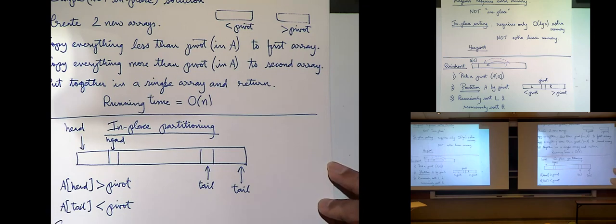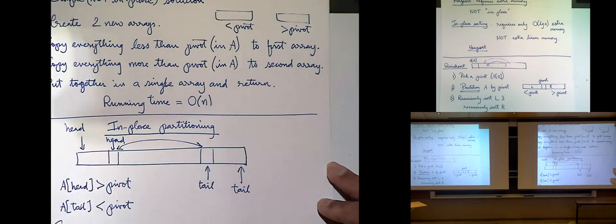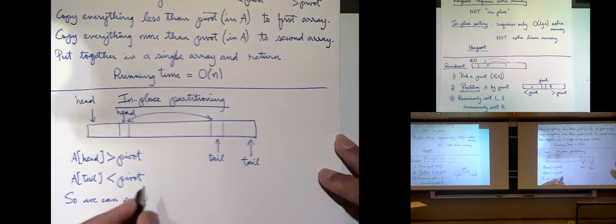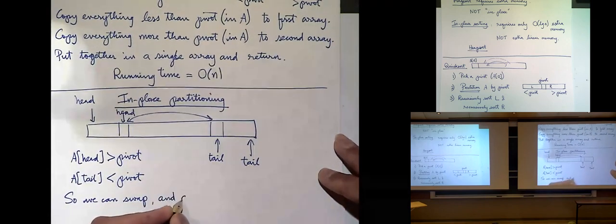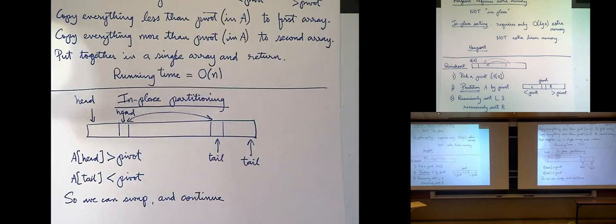So we can swap them. So you basically just swap these two. And continue. So I'll write down the pseudocode over here, but hopefully the idea makes sense. So you just have these 2 pointers. One starts at the beginning, one starts at the end, and they will just come, and once they bump into each other, they're done, right? So this is called in-place partitioning.